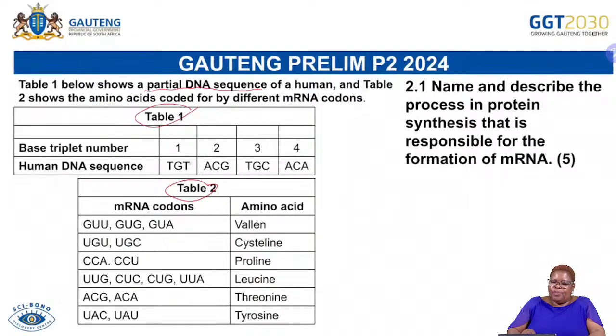These are the base triplets 1, 2, 3, 4. And it's given that human DNA sequence. Triplet 1 is TGT, 2 ACG, 3 TGC, 4 ACA. So what is important also, give yourself the mRNA or give yourself the anticodons of those codons before you can even attempt. That will also help you.